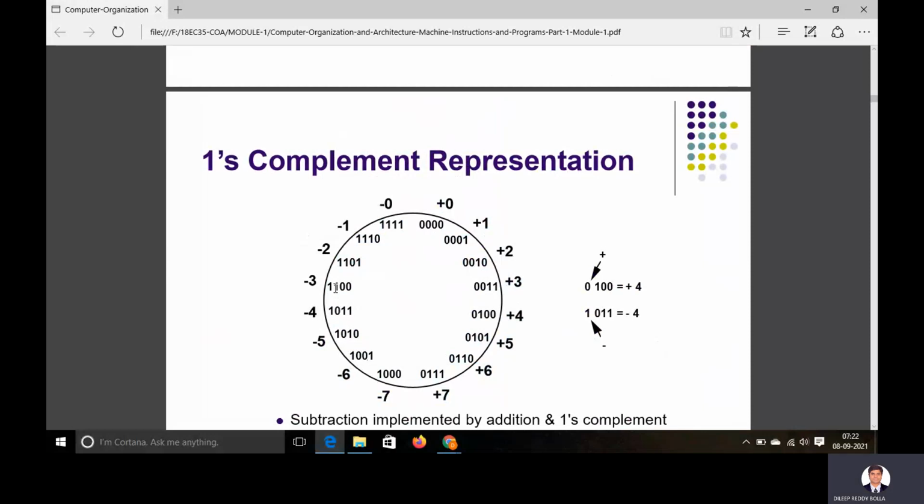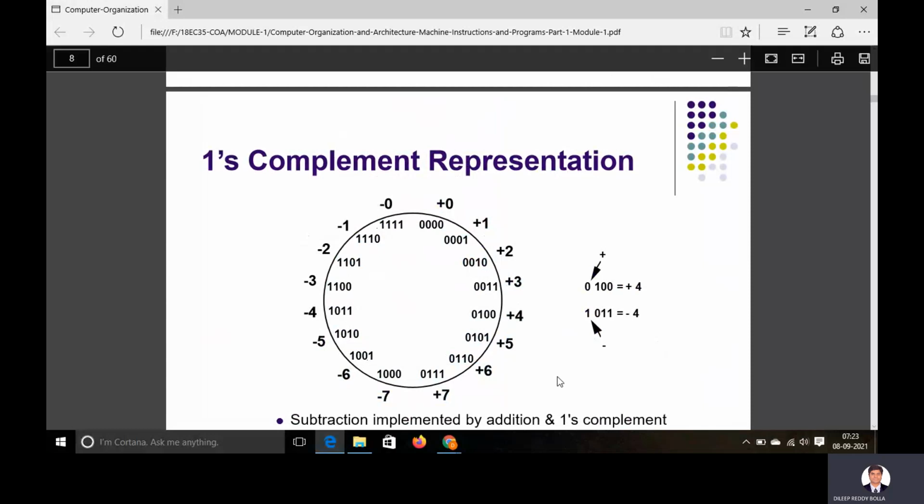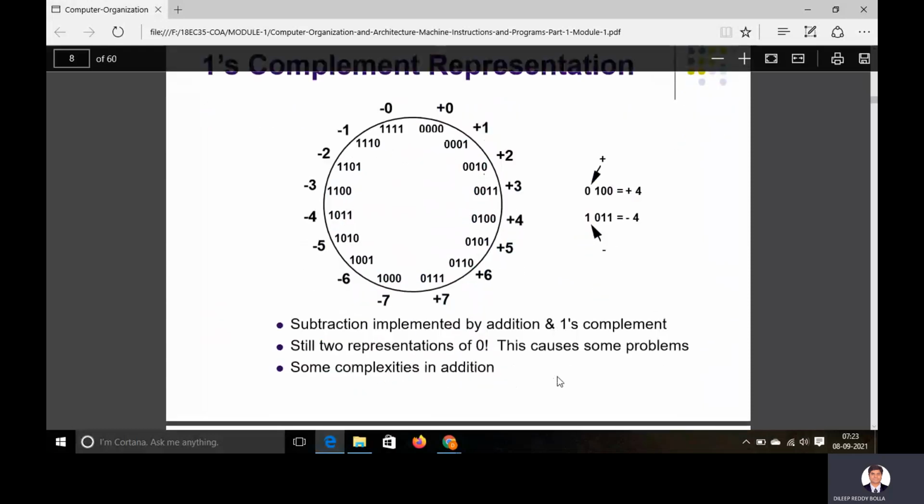For 3, you check here, 0011 becomes 1100. Plus 2, 0010, becomes 1101. And plus 1 we have 0001 and 1110. And where all zeros are there, it becomes all ones. This way the corresponding subtraction is implemented by using addition and the one's complement technique.